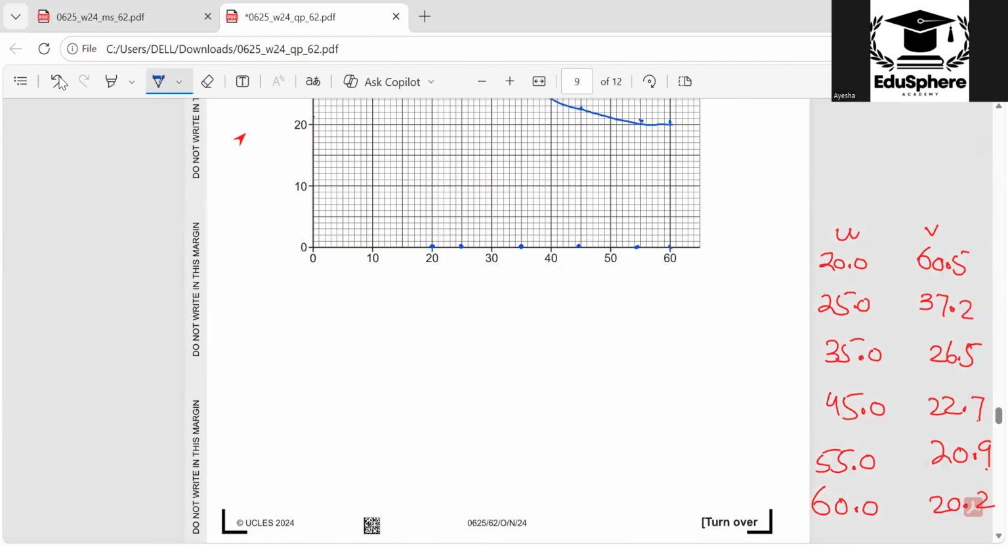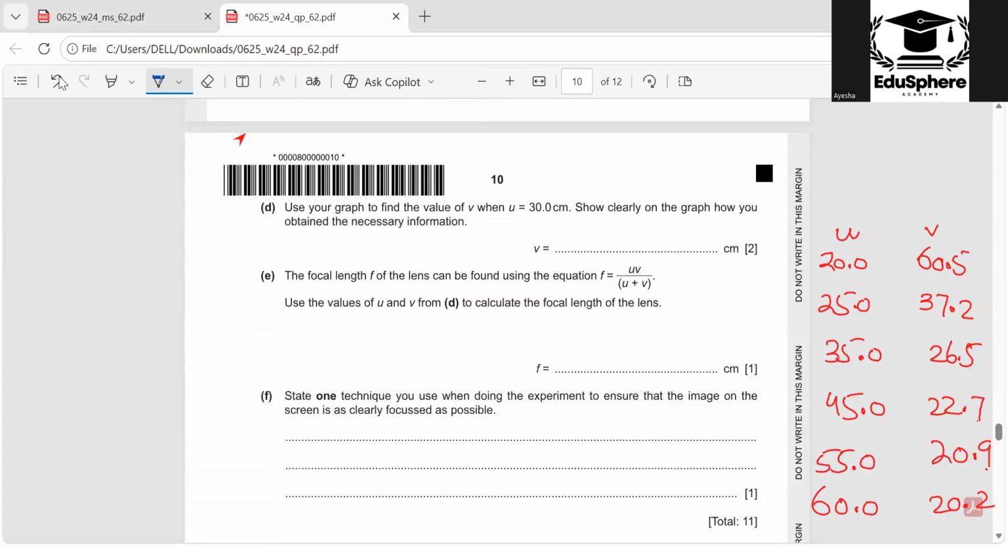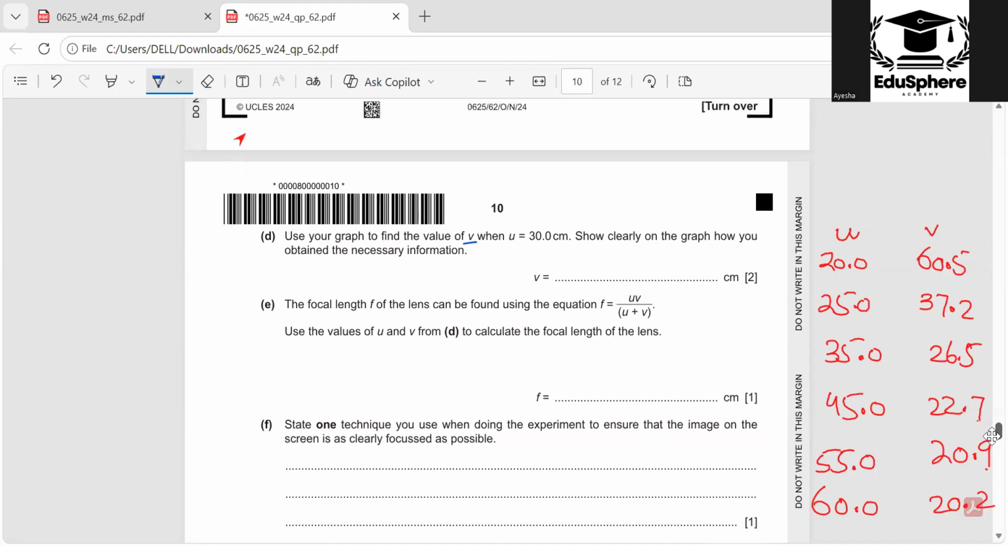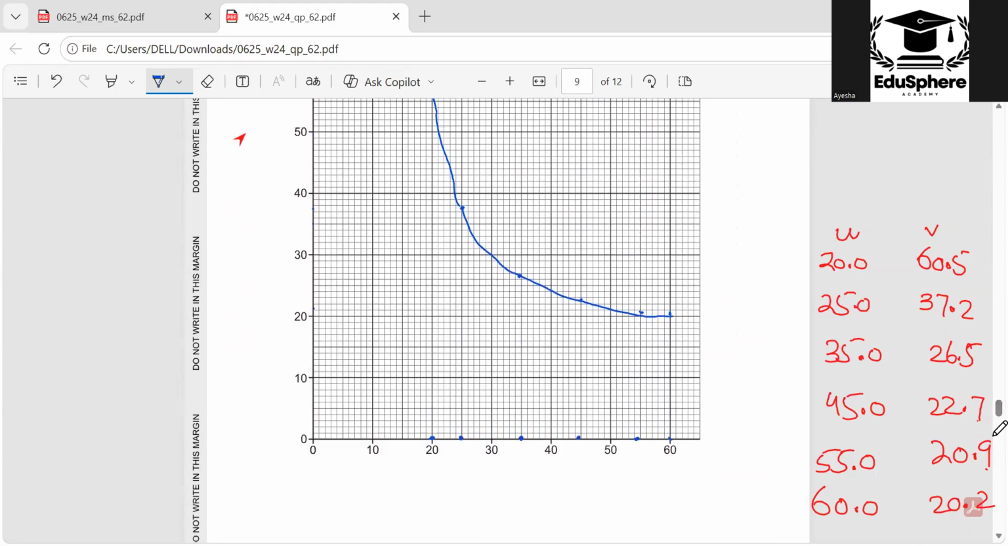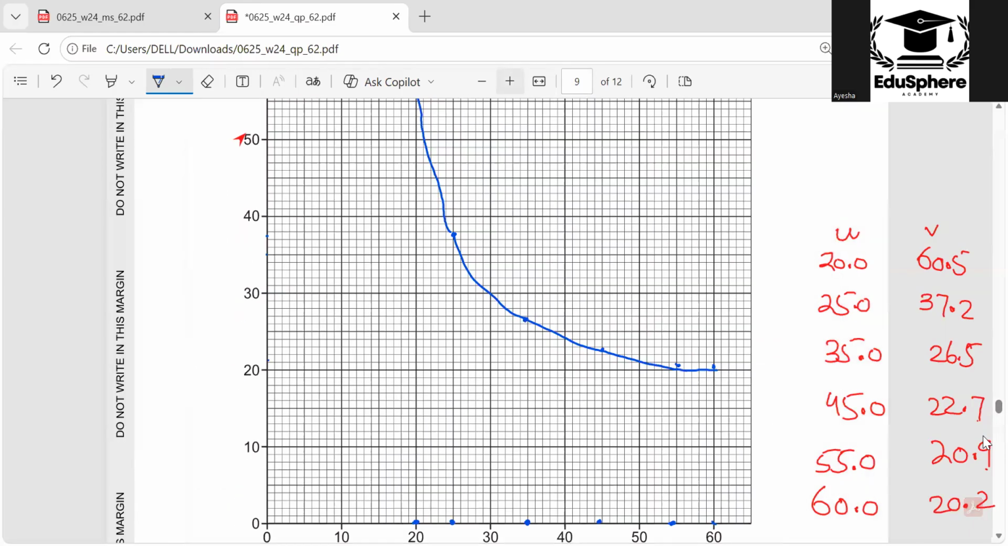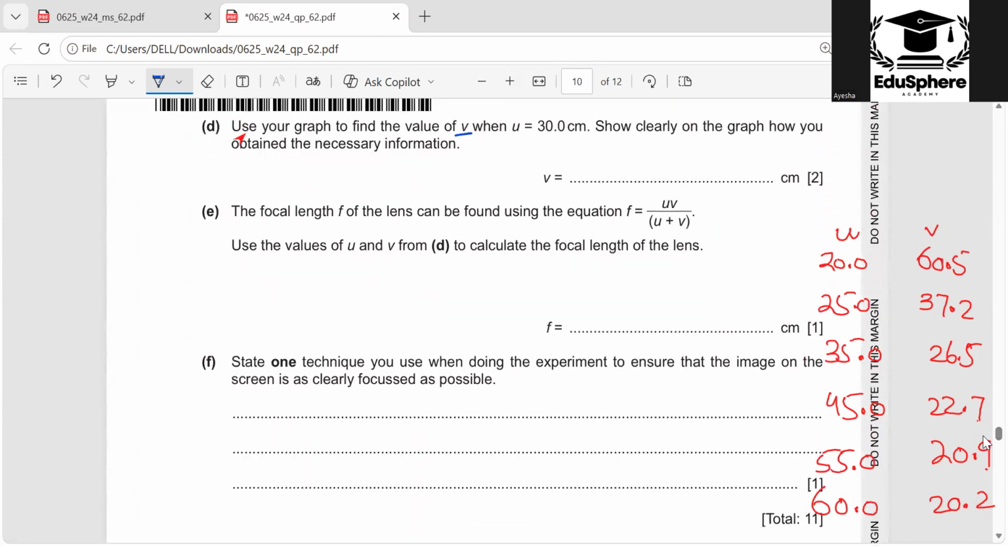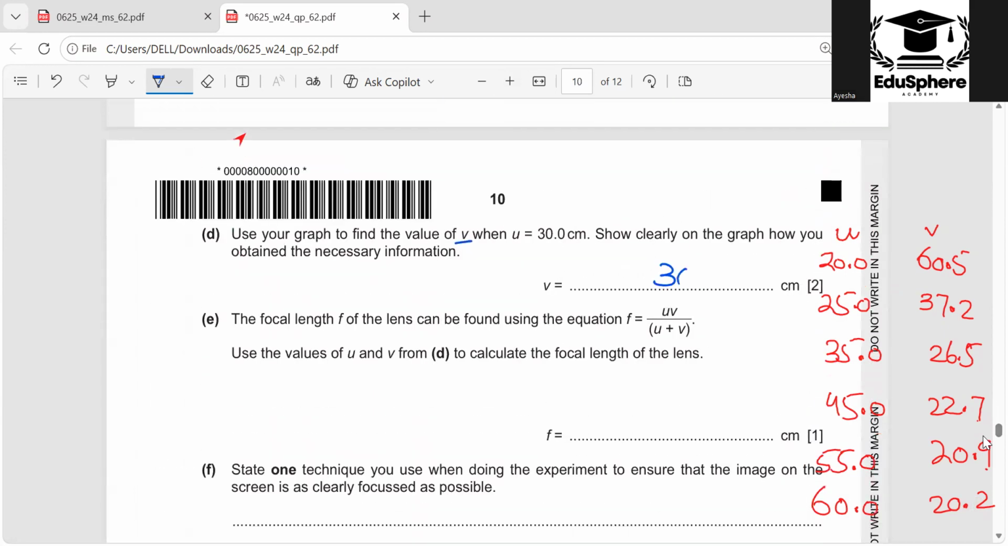Okay. Now, moving on to the question here, we say that use your graph to find the value of v when u is 30. So we have to see that if u is 30, what is the value of v from the graph? So moving on to the graph, and we will look at the value of 30. This is 30. And when we see it's almost 30. This is also 30. When this is 30, this is also 30. So my value of v is 30.